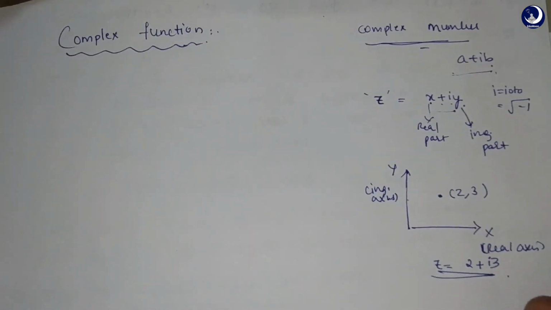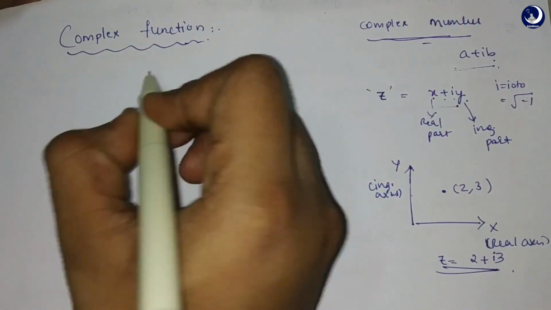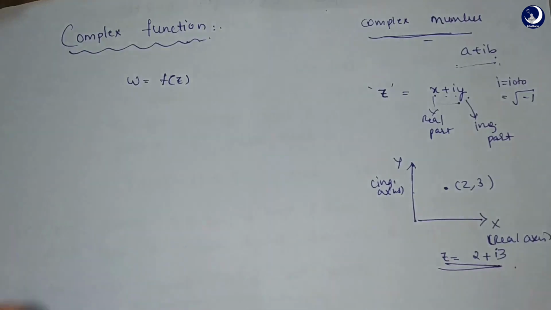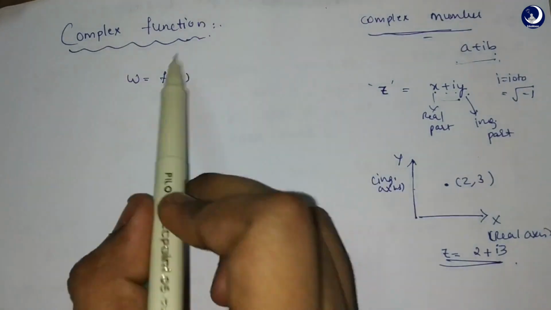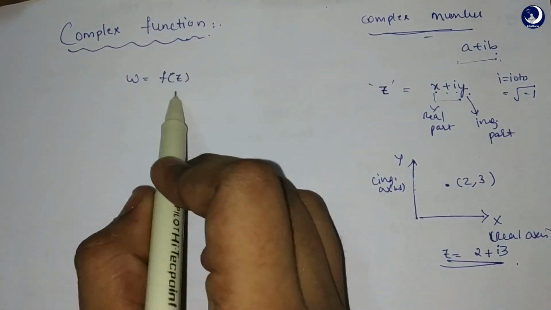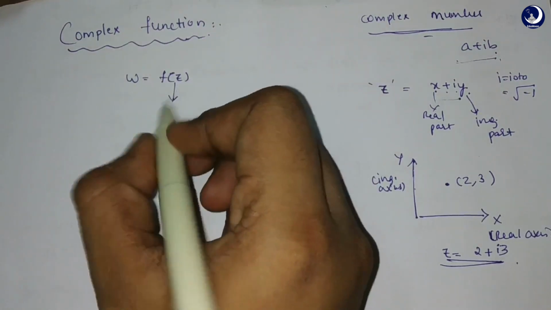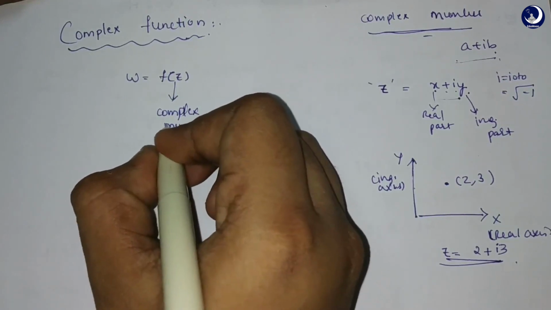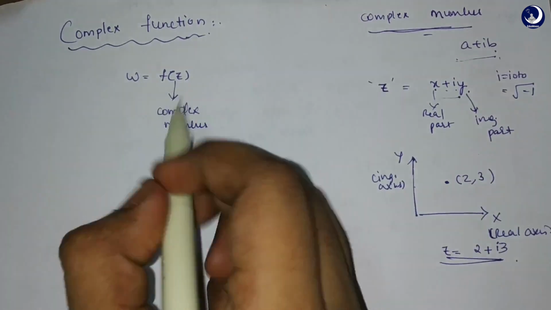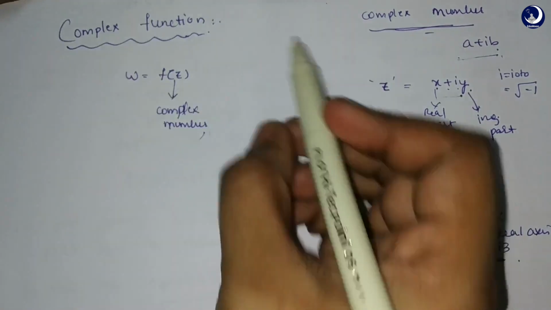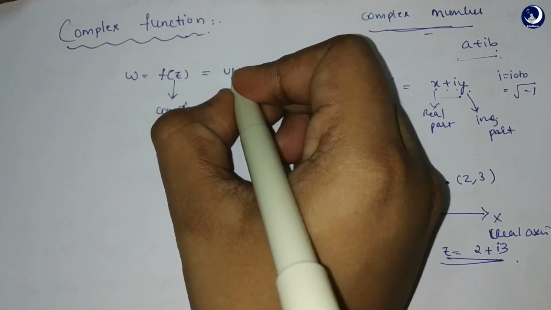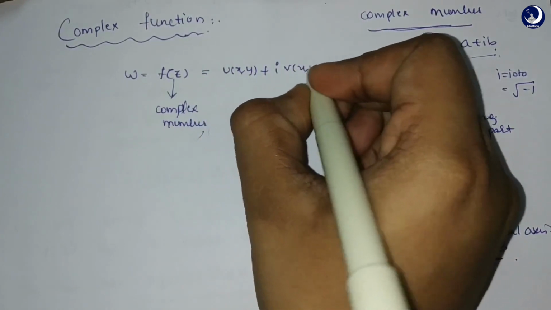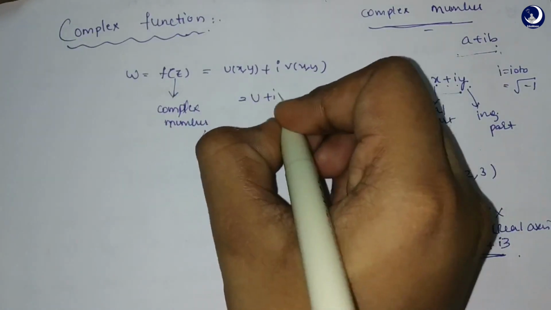So we'll define a complex function with w equals f of z. The definition of a complex function is that it is a function of a complex number. Here z is what? A complex number. So a complex function is a function of a complex number or a complex variable. You can write it as, this will also be complex, right? So a real part plus imaginary part, simply u plus iv.